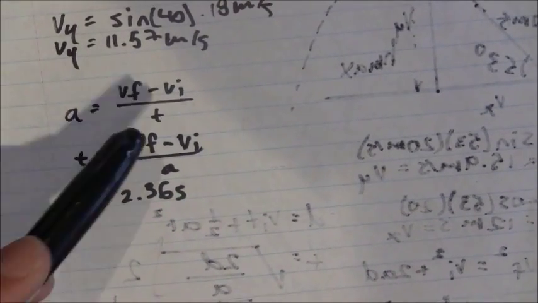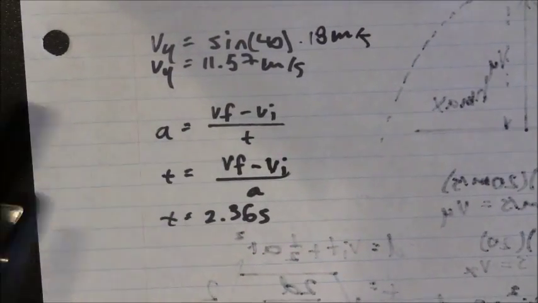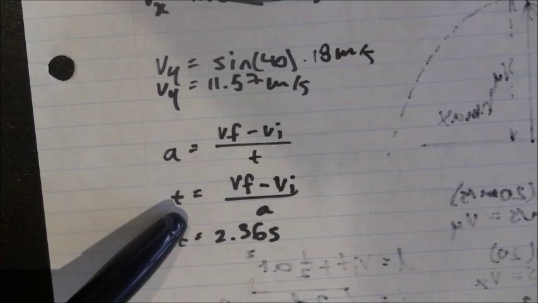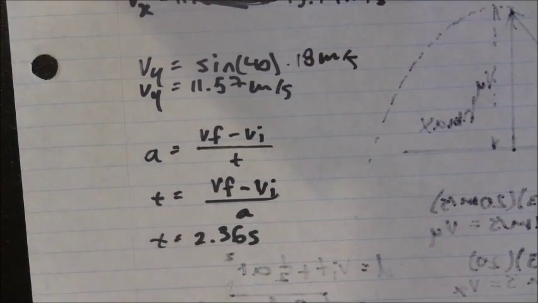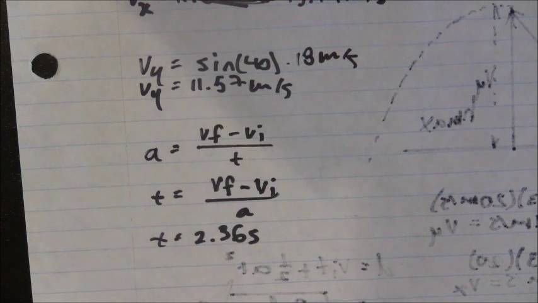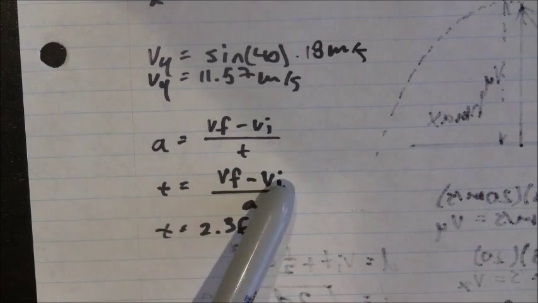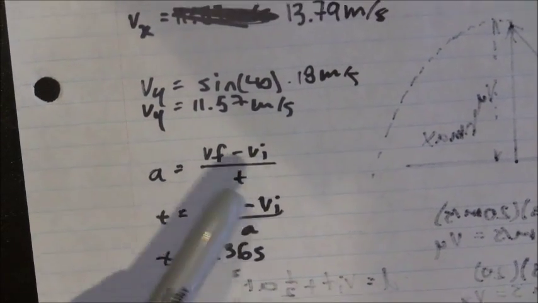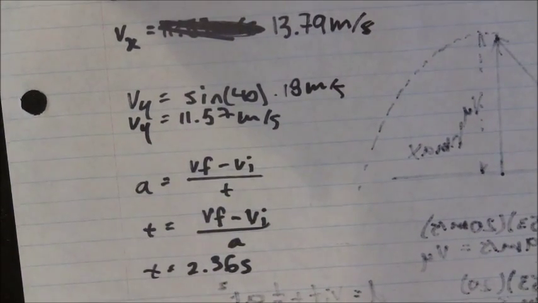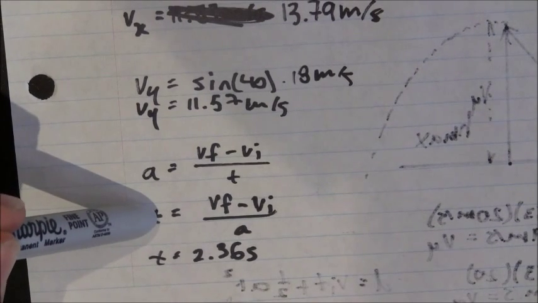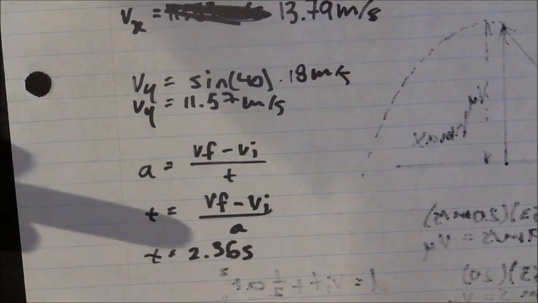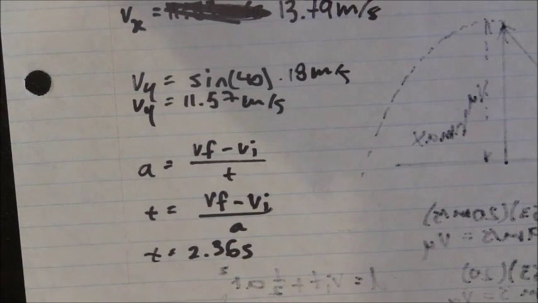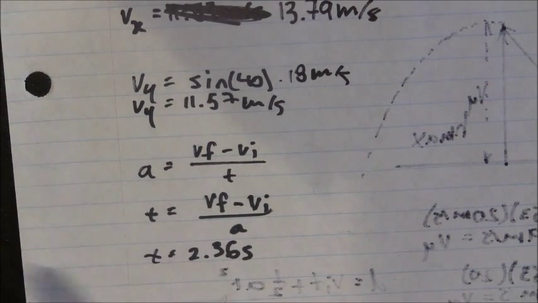To find time, we can just use this formula. The time it is in the air for, we're just looking at our vertical component of our velocity, and we plug that into here because we know acceleration is Vf minus Vi over t. That's just common sense. Let's isolate for t. T is Vf minus Vi over A, since A is Vf minus Vi over t. That's the easier way to find time.